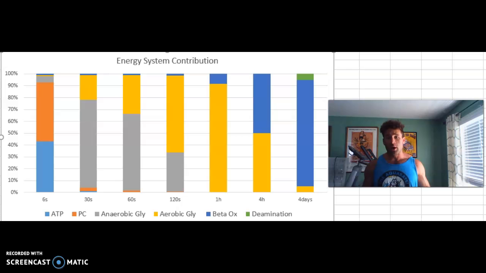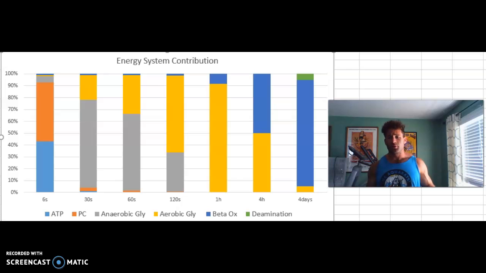When we're going maximal for 1 hour, so this is going to be people that are really flying doing a marathon, it's going to be mostly through aerobic glycolysis. There's still going to be some anaerobic glycolysis, and there's going to be some beta oxidation, but probably more of the beta oxidation. Then when we go to something like the marathon, now we're getting a relatively even split between aerobic glycolysis and beta oxidation.